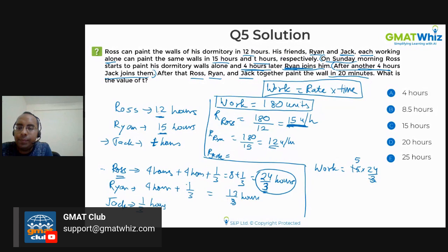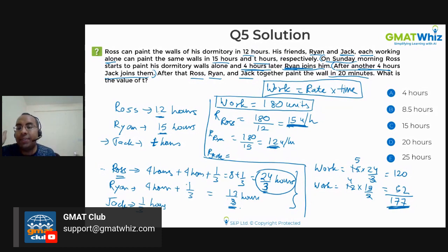Okay. So I'll get this as 120. I know the rate of Ryan is 12 and he's working for 13 by 3 hours. So I can say work is equal to 13 by 3, which is the time, and the rate, which is 12. I'll cancel this out. I'll get 52. So notice till this point, these two people have completed 177 units of work.